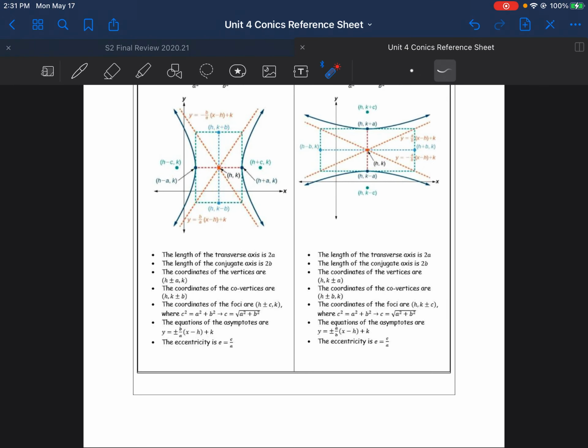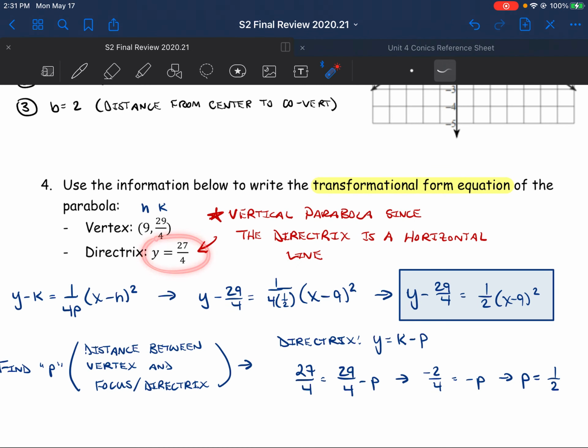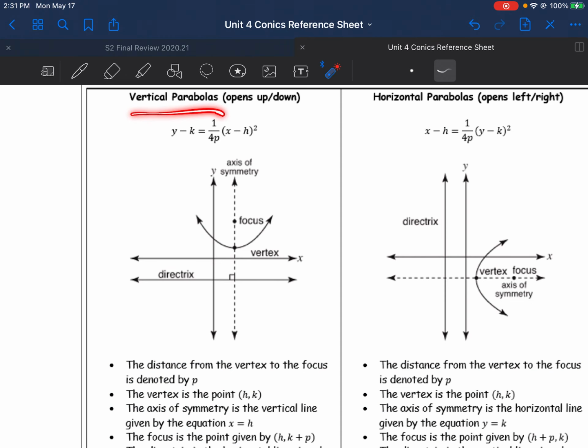And if we jump over to our Conics reference sheet, if the directrix is a horizontal line, like right here, we have a vertical parabola because the parabola is going to open away from the directrix, meaning that the parabola is going to open up or down in this case, vertically, since the directrix is a horizontal line. Notice if the directrix was a vertical line, like over here, well then the parabola would have to open left or right, because again it's opening away from the directrix. So in our case, because we have a horizontal line for the directrix, we have a vertical parabola.